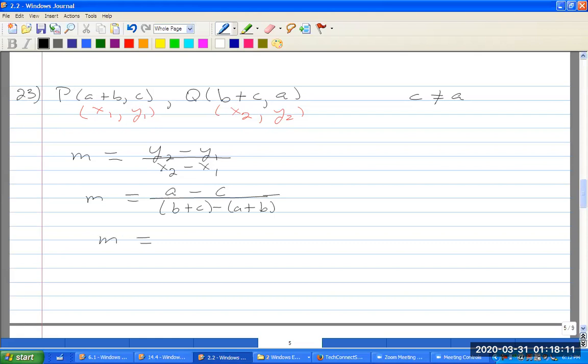And so I have a minus c divided by, get rid of the parentheses, and so this is just b plus c minus a minus b. The b's cancel, and so I get a minus c over c minus a. Again, c is not equal to a, so I'm not dividing by 0.